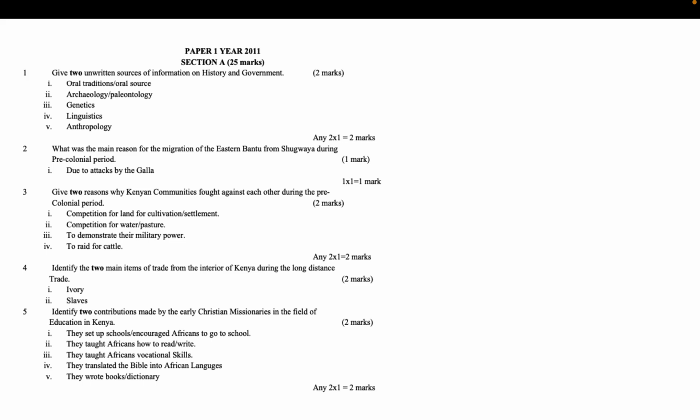4. Identify the 2 main items of trade from the interior of Kenya during the long distance trade. 2 marks. Ivory. Slaves.